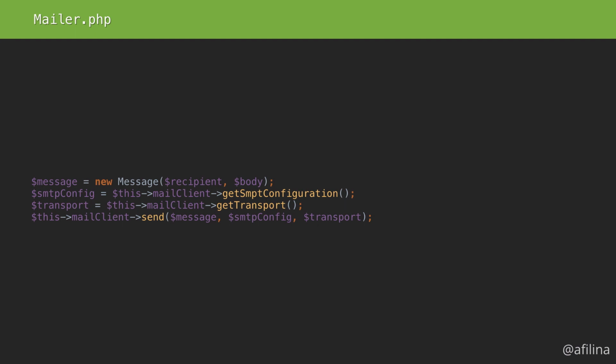Another problem you might encounter is having unnecessary back and forth between 2 classes. In this piece of code, the mail client gives us things that we just pass back to it. Why did we need to care about the configuration or the transport? Why couldn't we just give the mail client a message object? The mail client already has access to the configuration and transport. It should have just used its private properties and not even exposed the get methods.